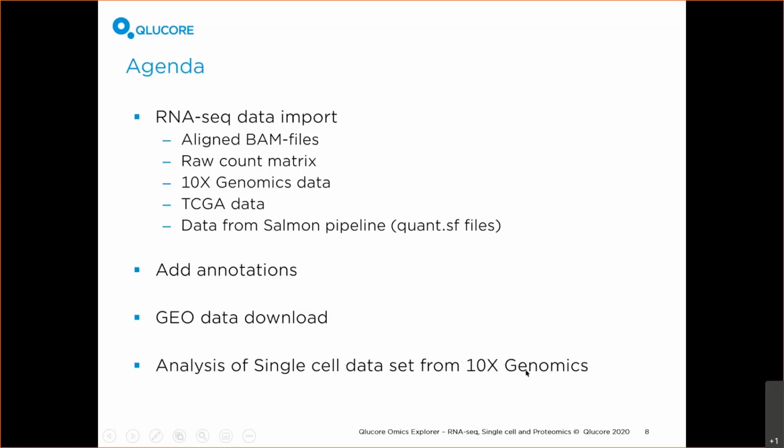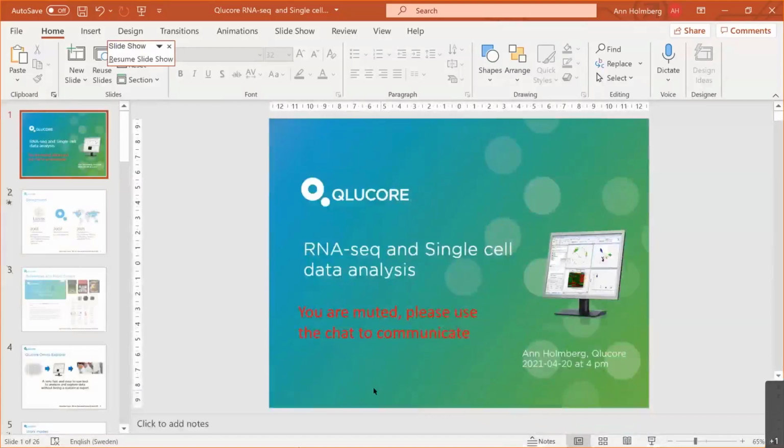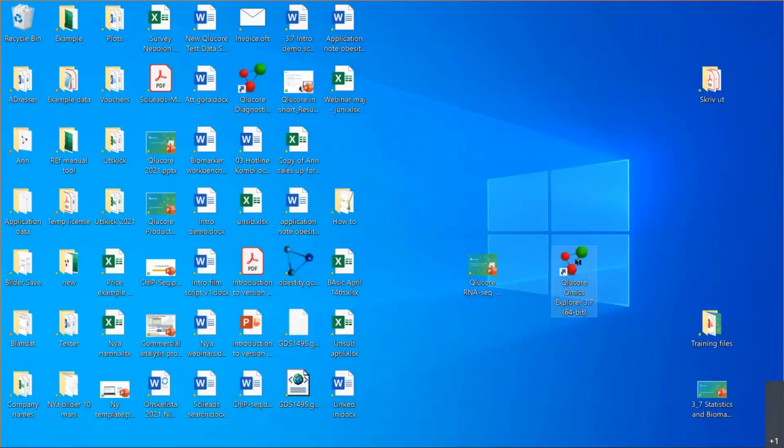So let's get started. I will start by showing you how you can import aligned BAM files. Here we need to have the reference genome as a GTF file that is the same that was used during the alignment. So it's important that you have a matching GTF file here. Let's see how that works. I open up the software here. Here we are.